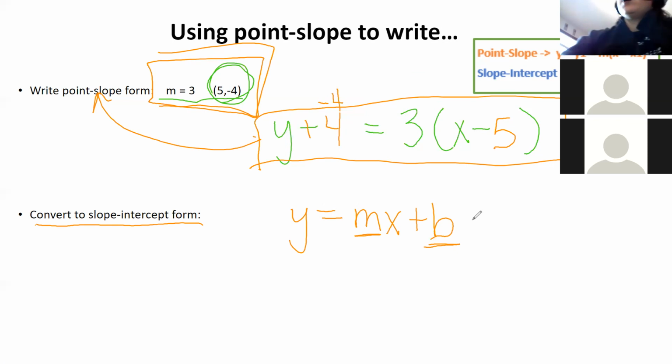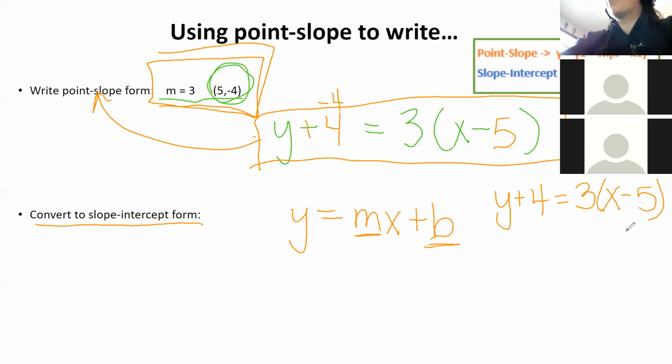Okay? So let's start with those parentheses. How could I get rid of those parentheses? What's that property? Distribute the 3 with multiplication. Yes, nice job. We're going to distribute that 3 with multiplication. So we take the slope and multiply it throughout the parentheses. That gives us y plus 4 equals 3x. I have to keep that minus, and then 15.